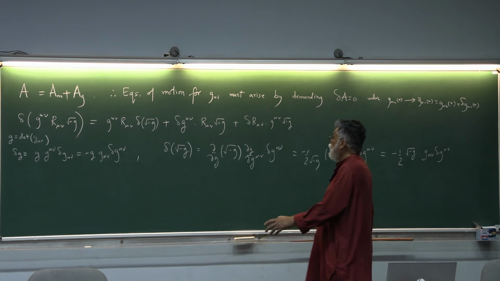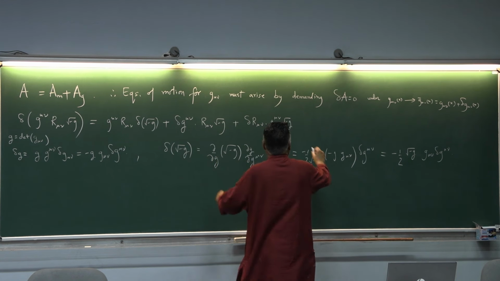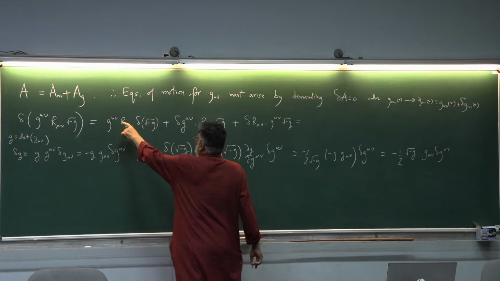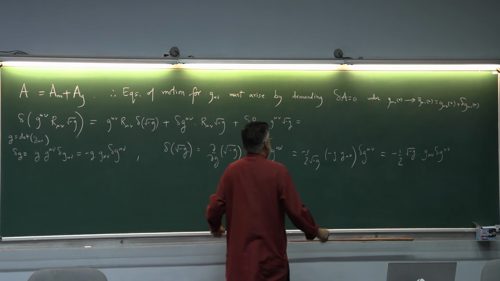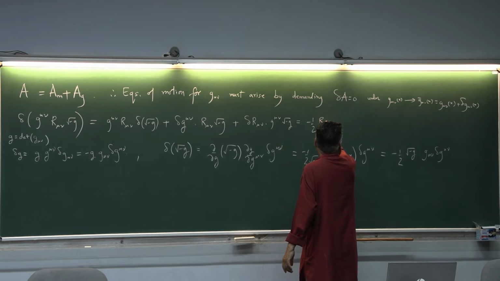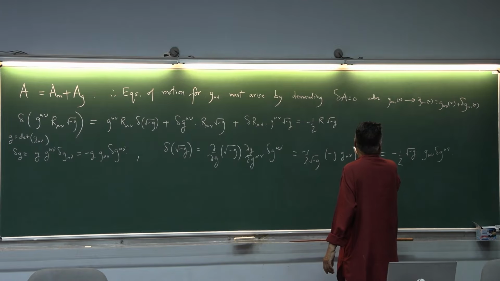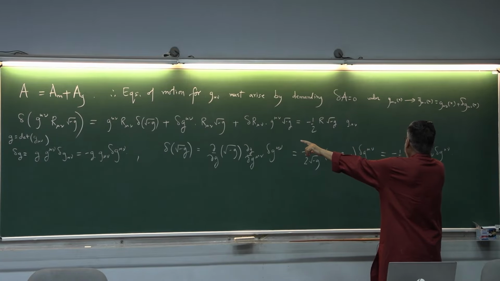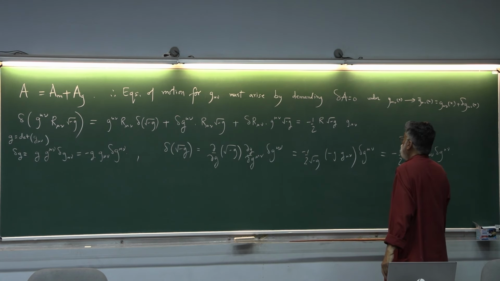So del root minus g, we have derived the expression, so let us put this here. Remember, G mu nu R mu nu is the same as R, so I get minus half R root minus g G mu nu. So R has come from that and del root minus g, so minus half root minus g G mu nu delta G mu nu.